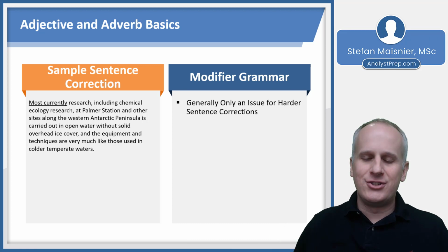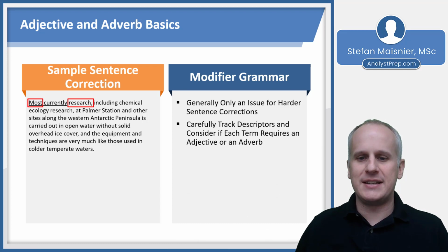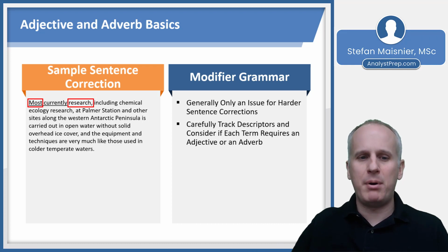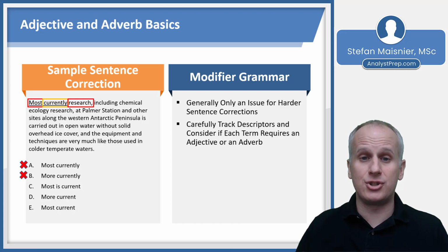So this is generally only an issue for harder sentence corrections, and you'll want to carefully track your descriptors and consider if each term requires an adjective or an adverb. So we start with most research. Well, most is an adjective and research is a noun, so that's absolutely fine. But if we bring in the currently, we just established if you have an -ly suffix it's probably going to be an adverb, and in this case it is. And we know that an adverb cannot be used to describe a noun like research. So there goes both choices A and B based on that sole issue.